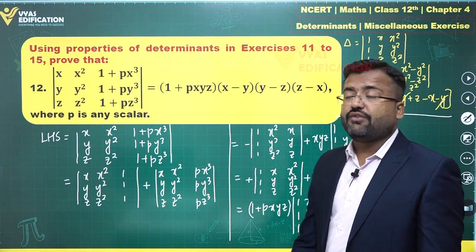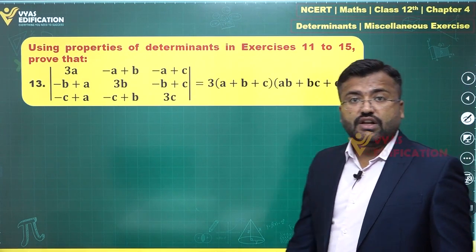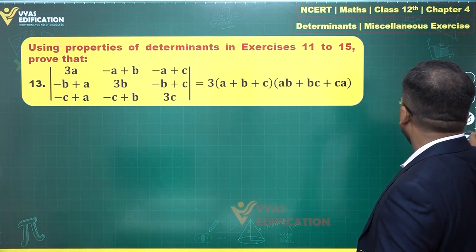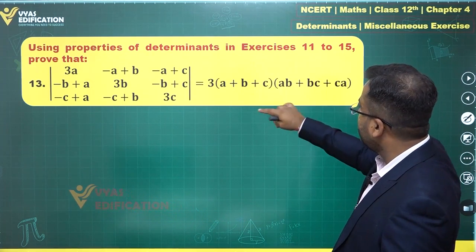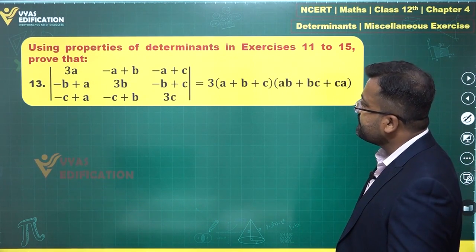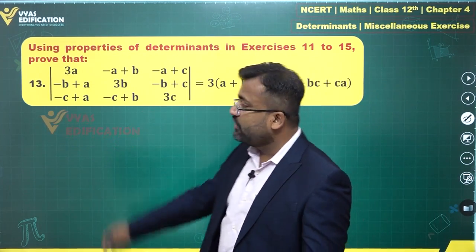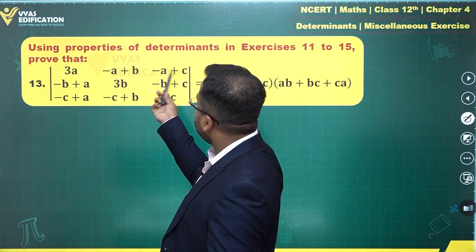Let's move on to the next one after this. 13th. Let's try to solve this one. The question says, using properties, prove that this is equal to this. Okay, and what kind of factors do we have? We have a plus b plus c over here. We also have 3 and ab plus bc plus ca. Okay, these will be created by multiplying maybe, and this factor has to come out common somehow. Let's focus on that. So this is a minus a minus b plus c.